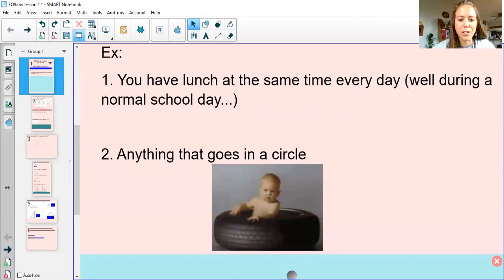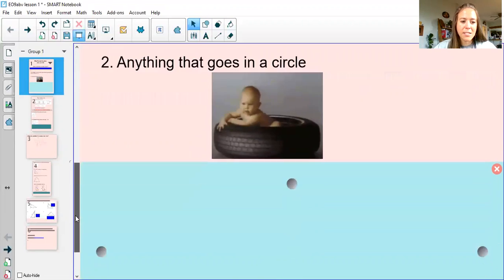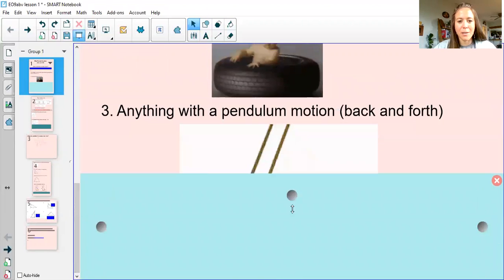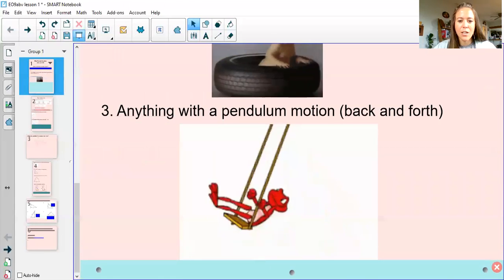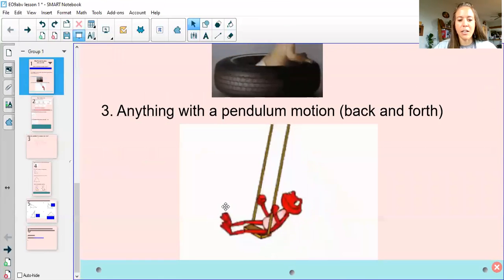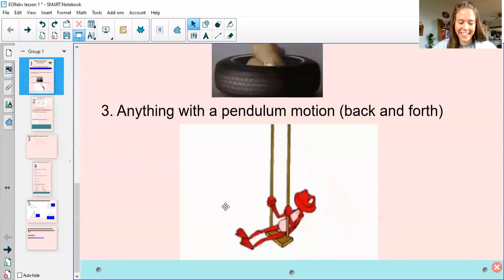Anything that goes in a circle. If I were to put my cursor here, it hits the start, goes back around and comes back to the same value. So that's periodic. And the last example of periodic is anything that goes in a pendulum motion. So our little Frogger guy, if I put my cursor here, hits the value again and again and again.